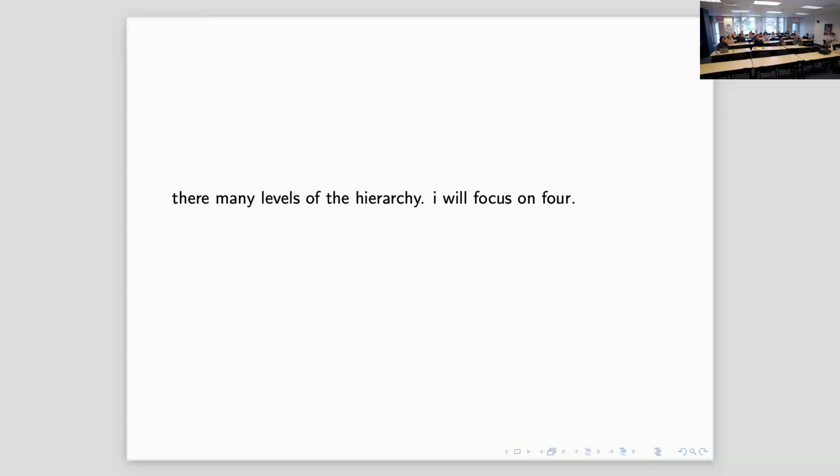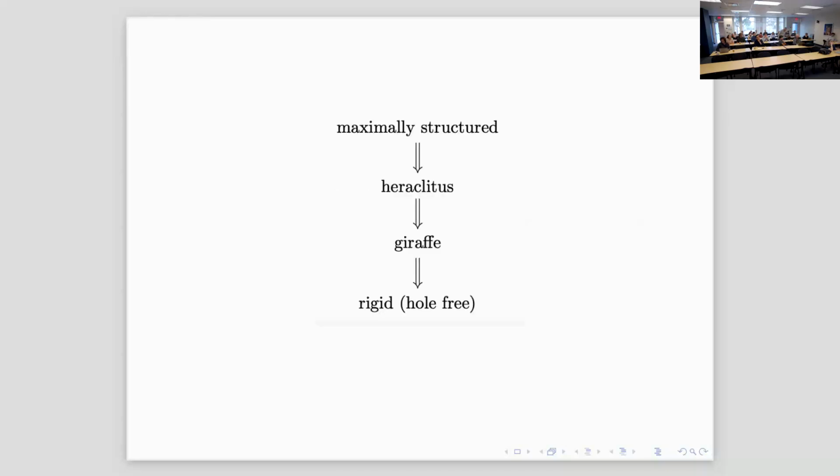So there are many levels of the hierarchy. I am going to focus on just four today. I've picked these four as sort of four of the most important as I see them. So here they are. And this diagram will become more clear as we go along today. As you move up the hierarchy, the conditions require more and more structure, less and less symmetry.